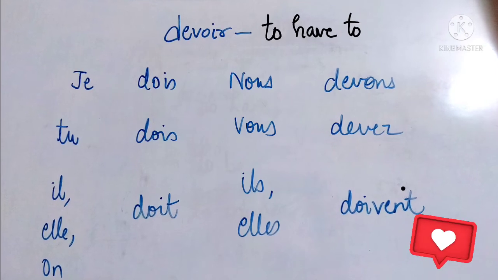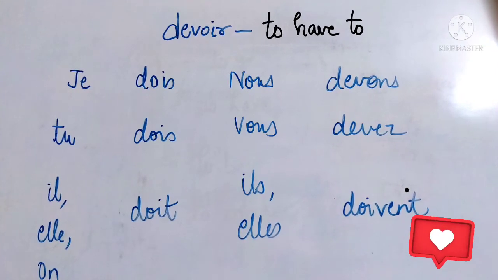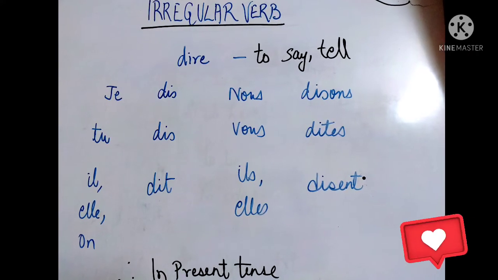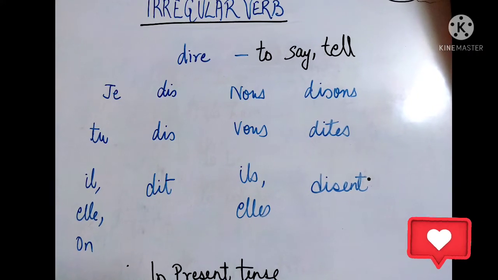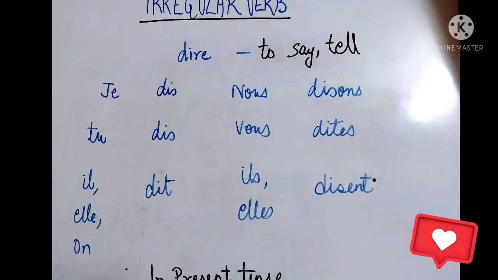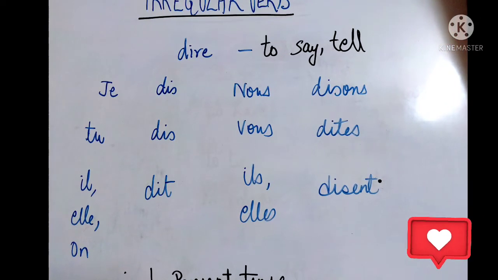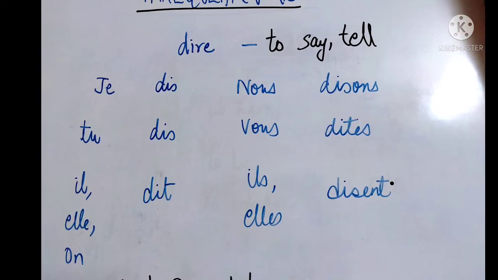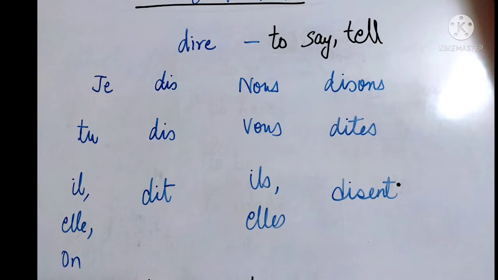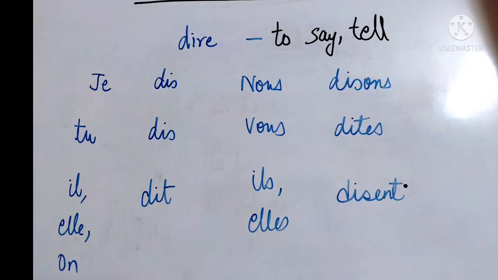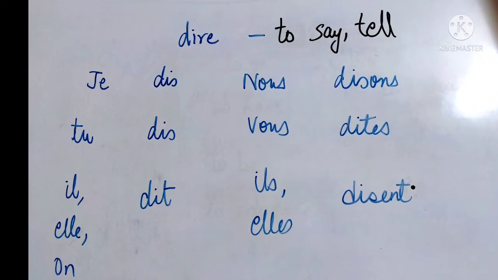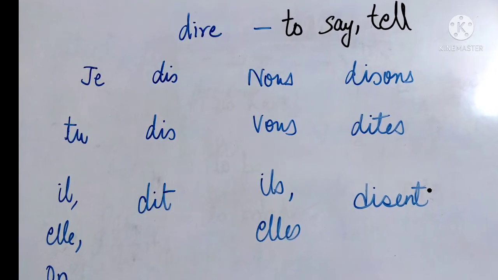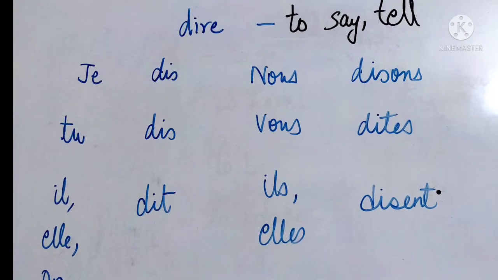Now, another verb is dire, which means to say or tell. Similarly, we have to remove the infinitive ending, which is re. We are left with the stem, which is di. Now add the ending. Je dis, tu dis, il dit. Nous disons, vous dites, ils disent. Let's move to another verb.